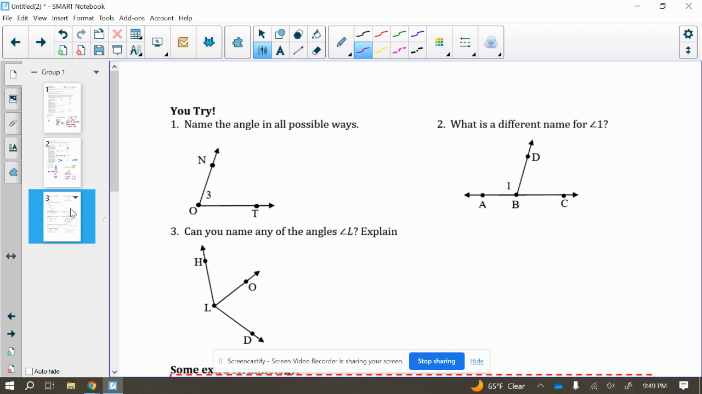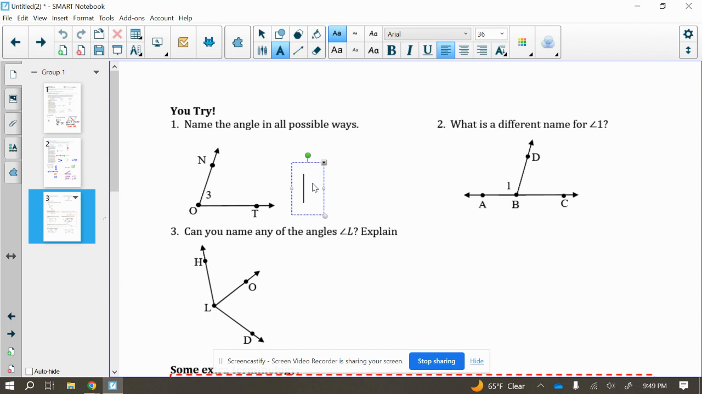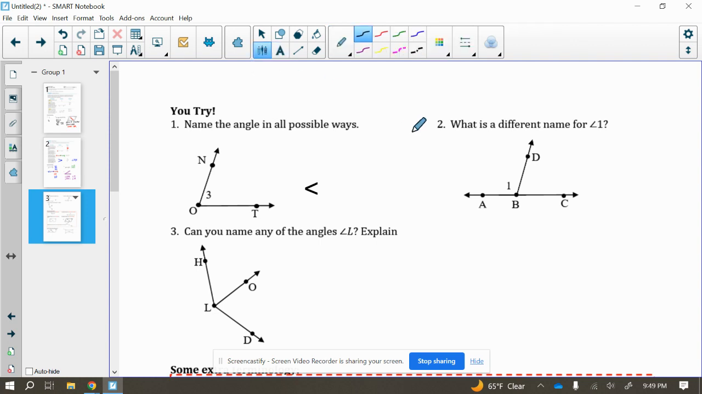Final page of our notes now. Okay, again, take a moment on your own to try number 1. See how many ways you can name this angle. On your keyboard, feel free to use for the angle symbol the greater than option. Also try number 2 here. And what is another name for angle 1?